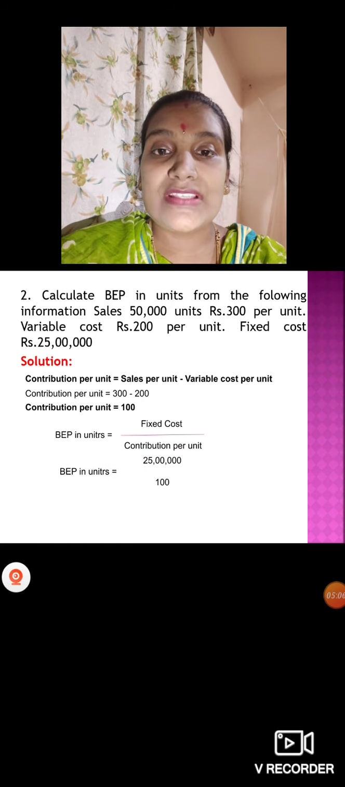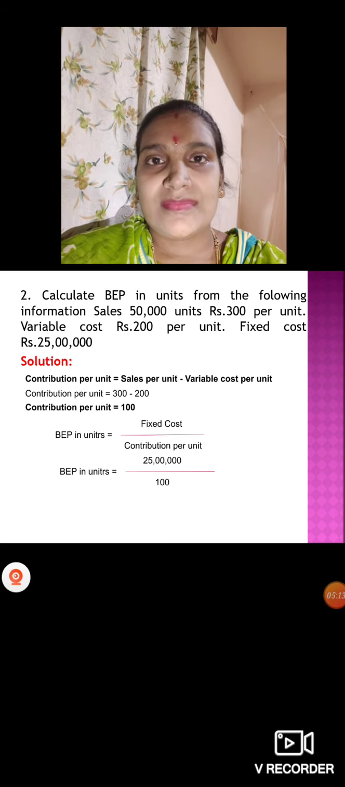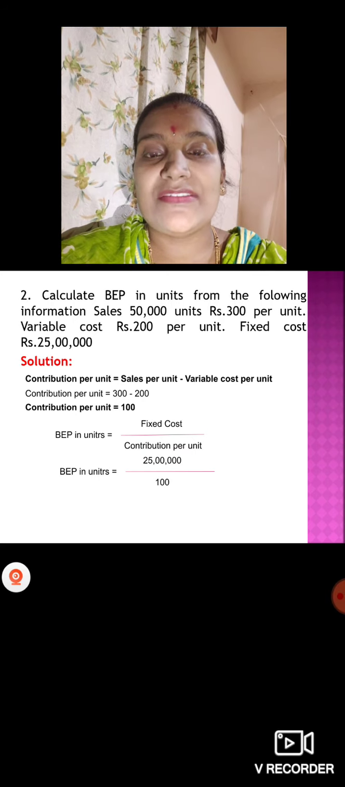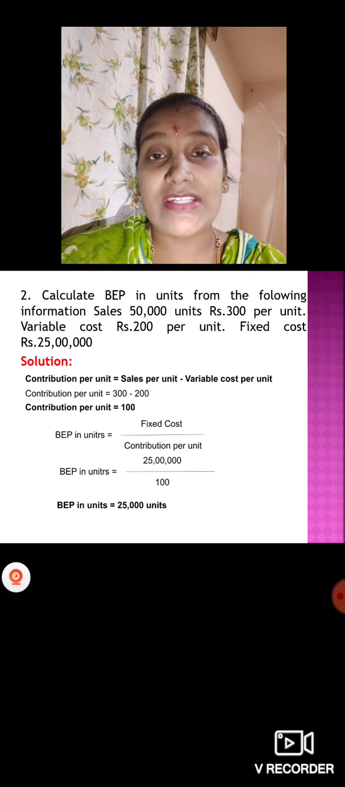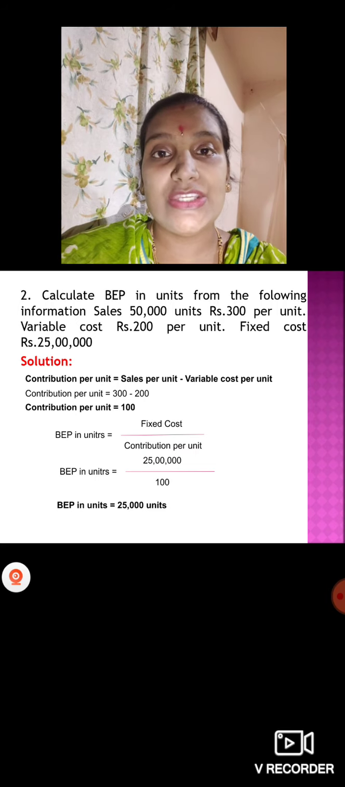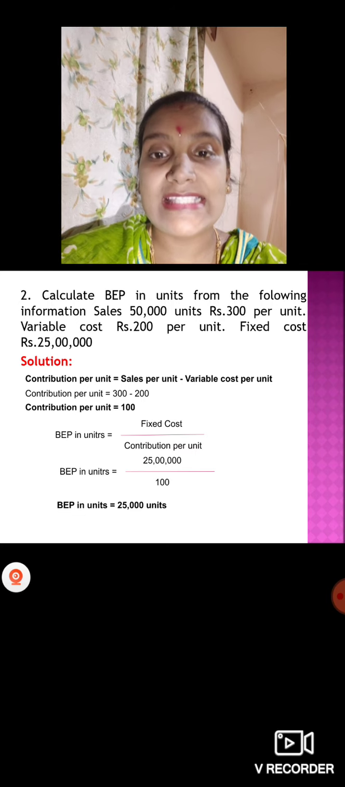Okay, so break-even point in units, fixed cost divided by contribution per unit. Okay, so fixed cost, how much we have? 25 lakh divided by contribution per unit. 25 lakh divided by 100, how much we will get? It is BP in units, break-even point in units, it is 25,000 units we will get. So we will see how to calculate break-even point in sales now.